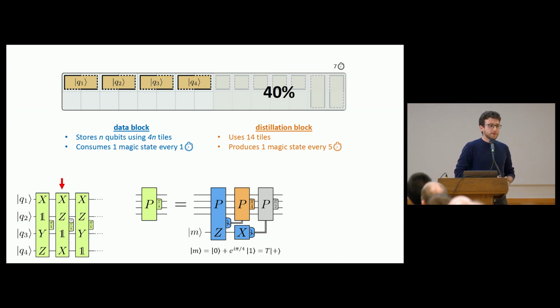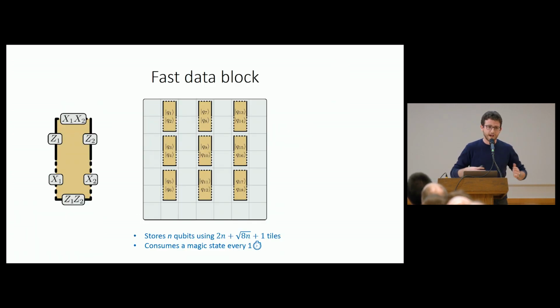What I want to do now is show you a few designs for data blocks and distillation blocks, starting with data blocks. In principle, the thing shown here can be used as a data block, but it's a bit wasteful with tiles. It uses 4 tiles to store each qubit. You can do much better than that. For instance, with this design, where you use roughly half as many tiles, namely to store n qubits, you use 2n plus square root of 8n plus 1 tiles. And it does that by using 6-corner patches.